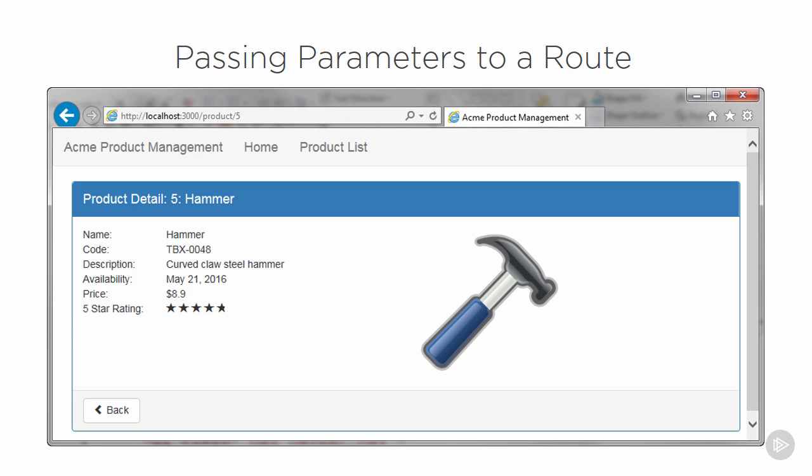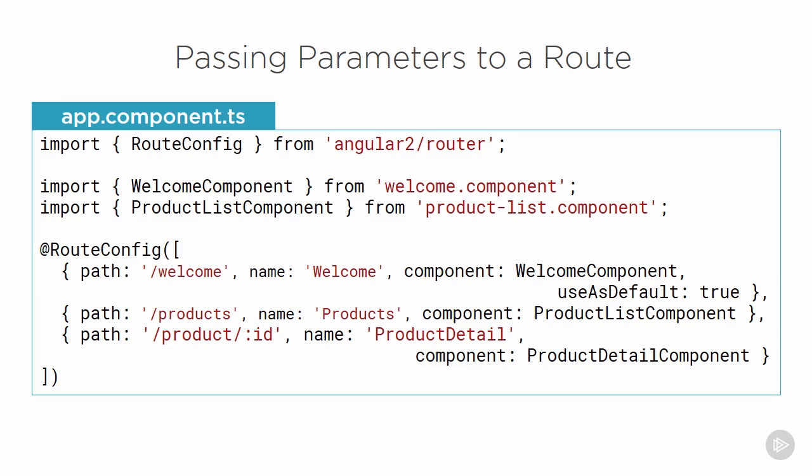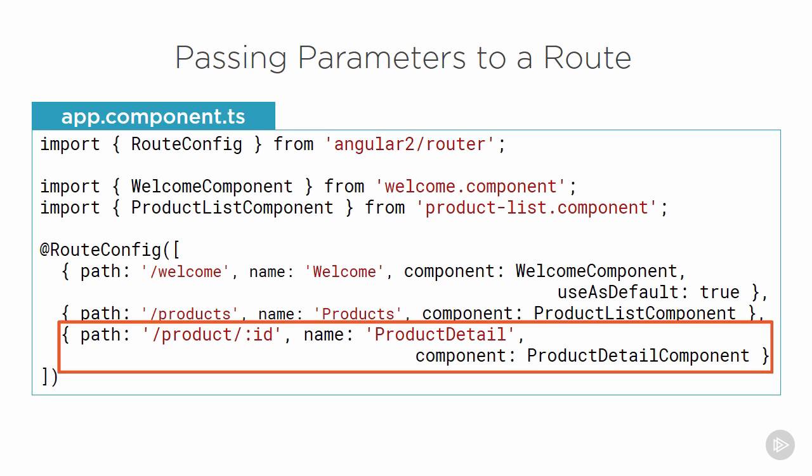We sometimes need to pass parameters to a route. For example, to navigate to the product detail view, we need to define which product's details to display. The first step to passing parameters to a route is to configure the route with a parameter. Here we add a third route that routes to our product detail component.